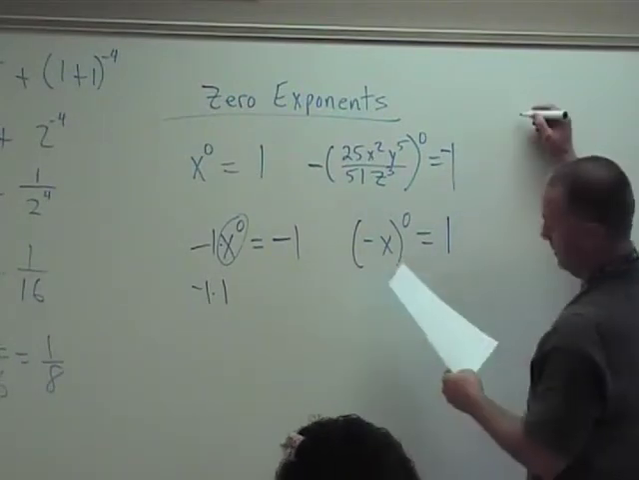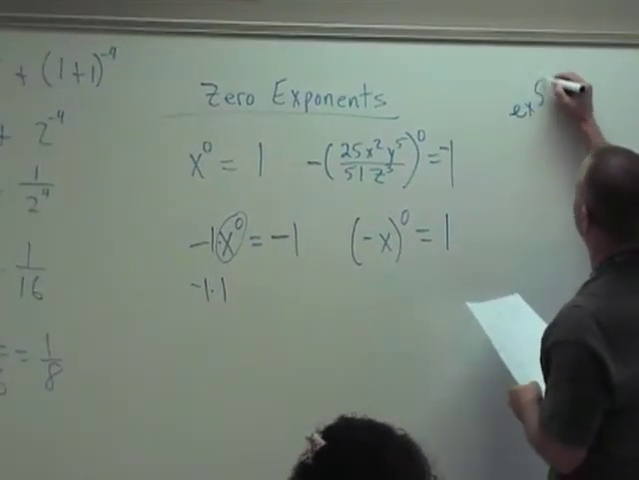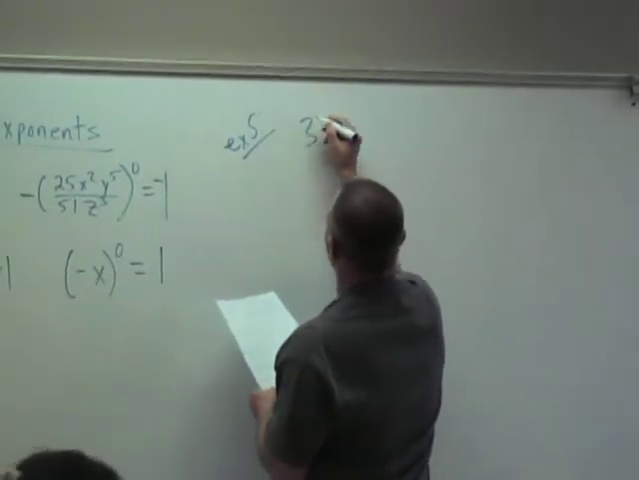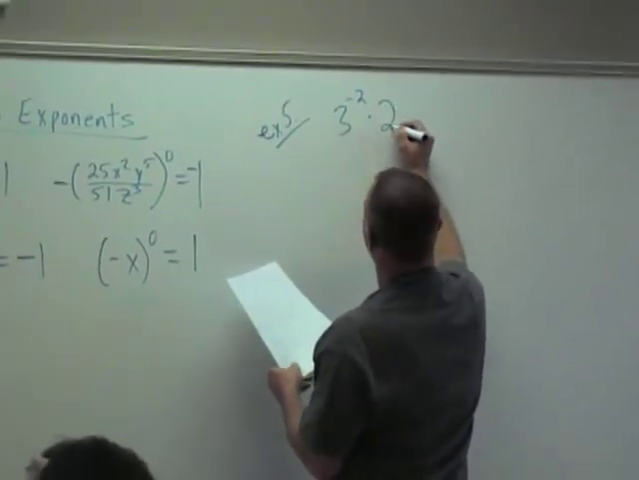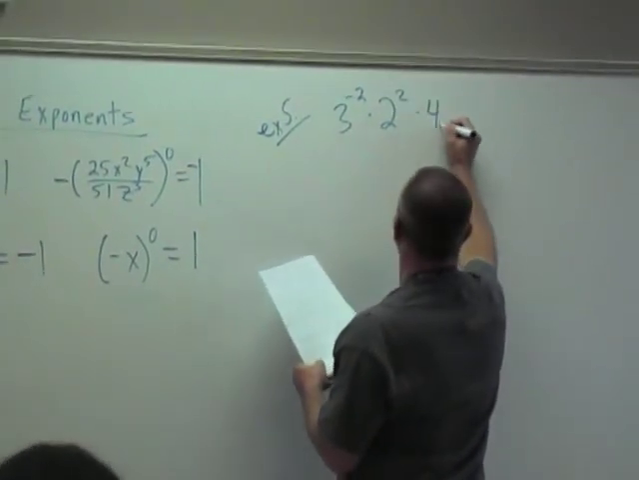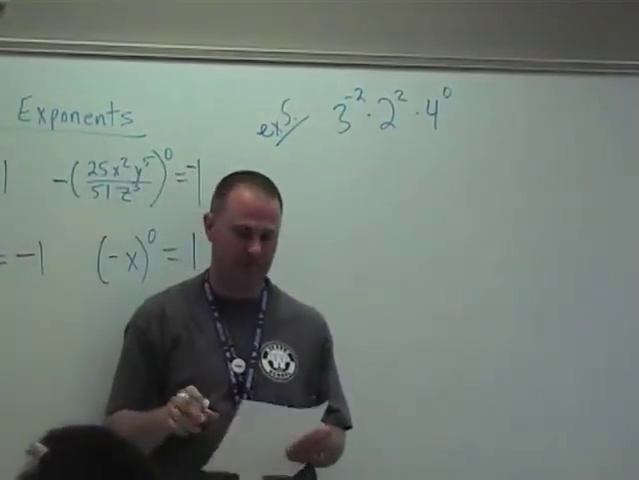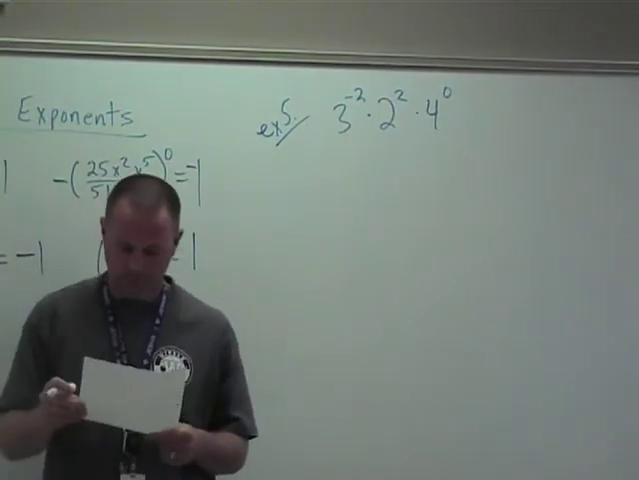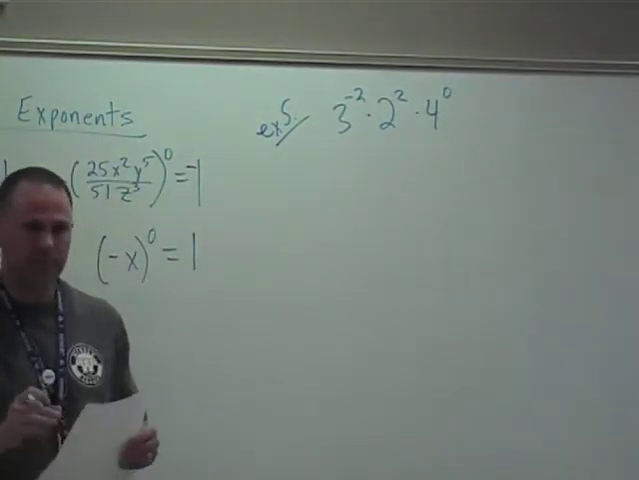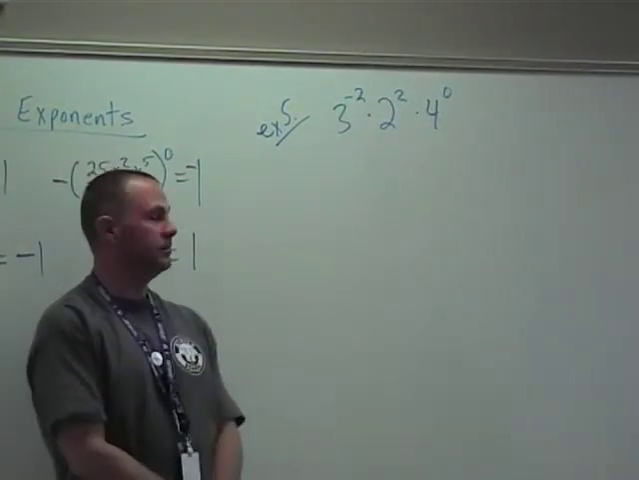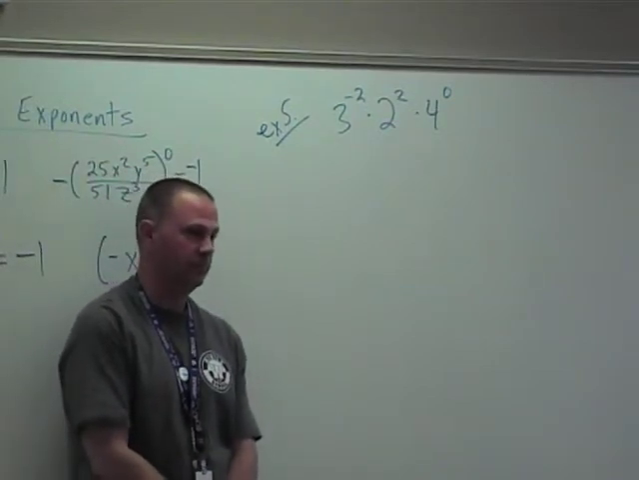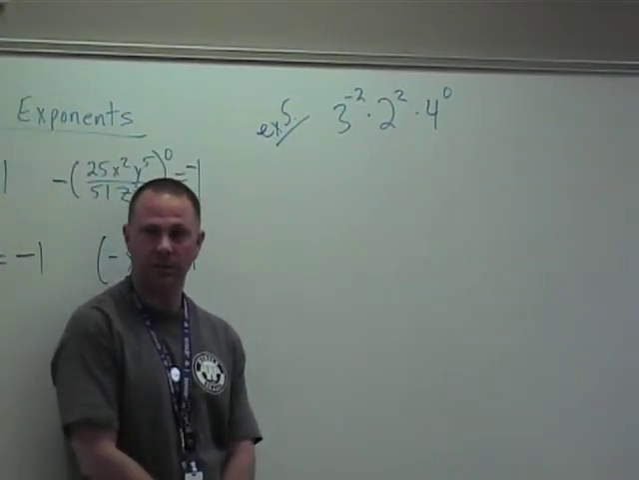All right, so example 5. I'm not going to erase any of it. 3 to the negative 2 times 2 squared times 4 to the 0 power. Simplify. Greg says it's easy. Yeah, that's easy. Give me a second. I'll write it down.